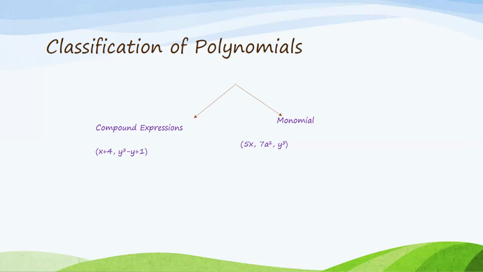In compound expressions, if there are two terms, we will say that it's binomial. And if three terms are there, we will say that it's trinomial, right? And if more than three terms are there, we will say that it is a multinomial, right?